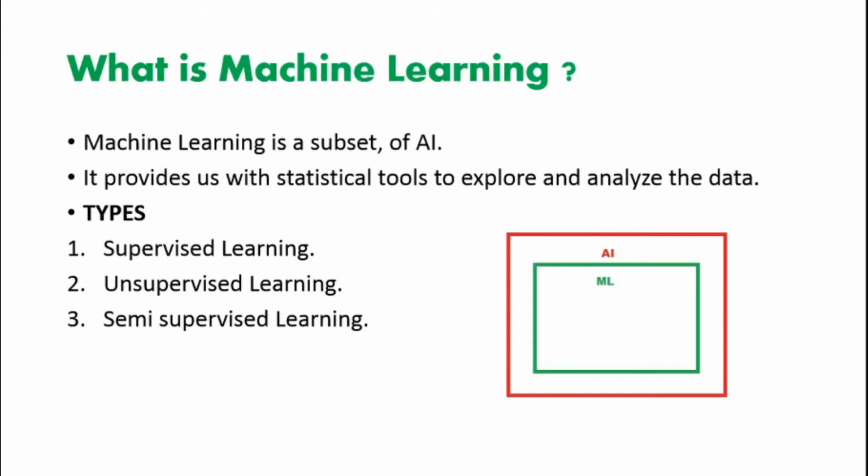Now, what is machine learning? Machine learning is a subset of AI. It provides us with statistical tools to explore and analyze the data. For example, we receive a data set of a country and we are told to predict the population of that country. The statistical tools will allow us to explore that data and see which data is useful, which data we should consider as X, and which data we should consider as Y to predict as well.